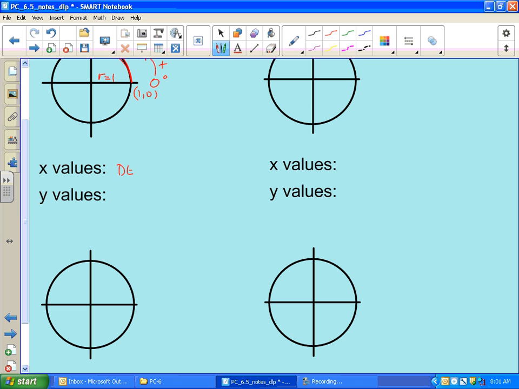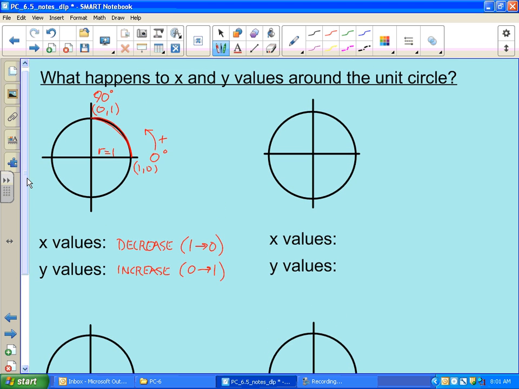So x values are decreasing, and we can say from 1 to 0, and our y values are increasing, and that's happening from 0 to 1. So that's quadrant 1. What happens in quadrant 1? Let's see what happens in quadrant 2.